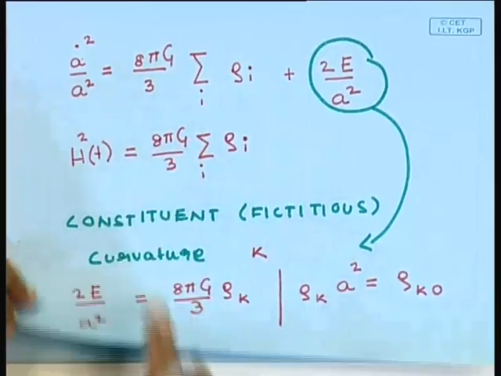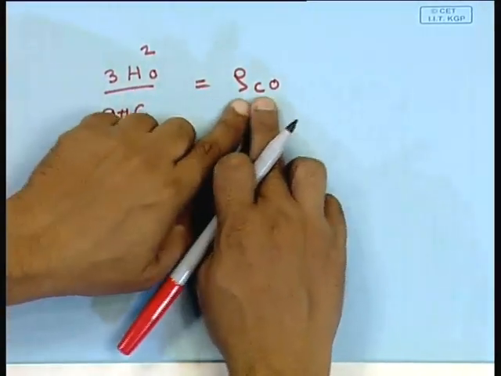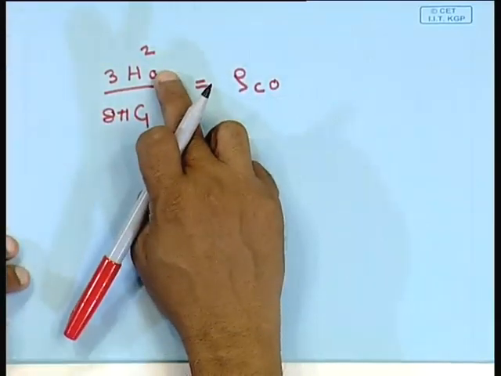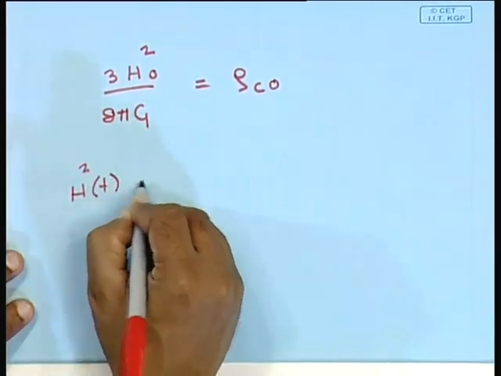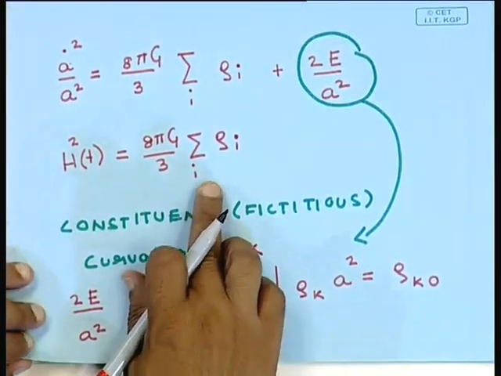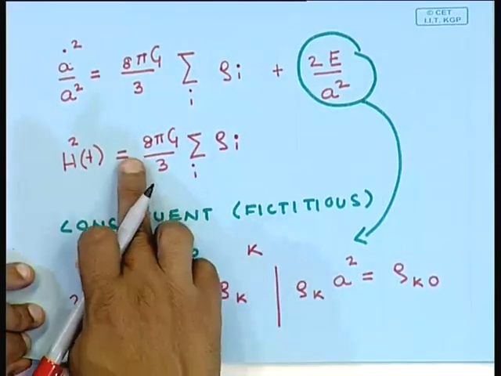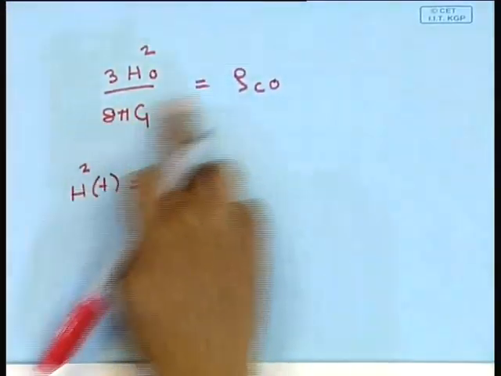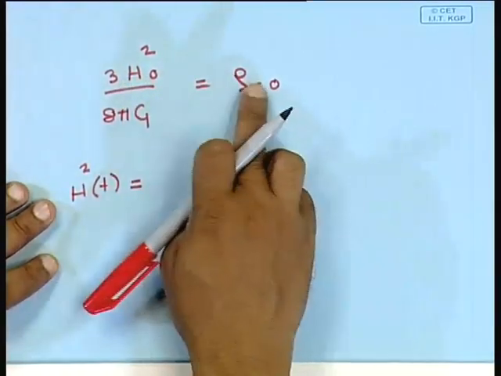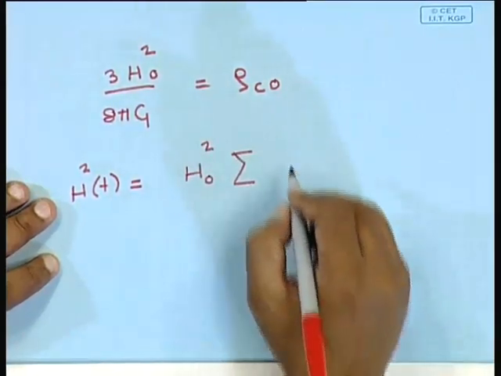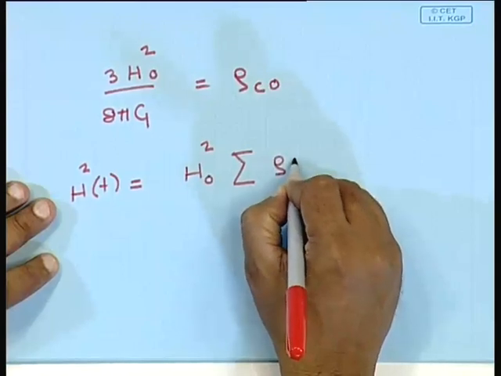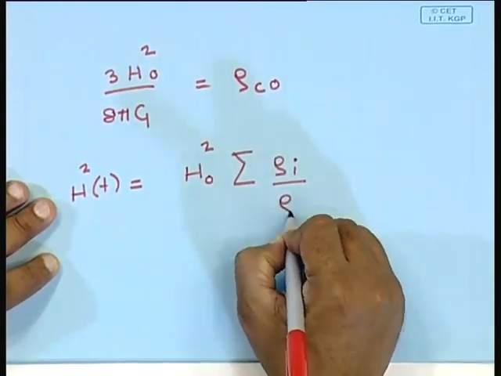So, what we do is we replace this factor of 8 pi G by 3 in terms of the critical density at present and the Hubble parameter at present. What this gives us is H squared of t is equal to, so here we have replaced 8 pi G by 3 with H naught squared divided by rho critical naught. So, we have H naught squared and the sum of rho i by rho critical naught.